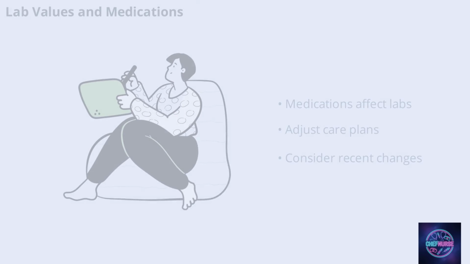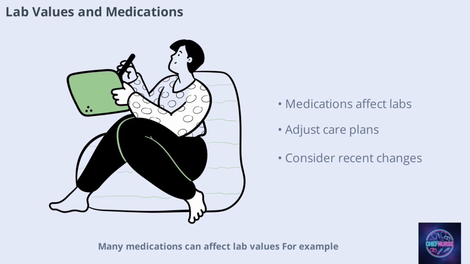Many medications can affect lab values. For example, diuretics can lower potassium, anticoagulants affect PT-INR, and steroids can raise glucose. On the NCLEX, you'll need to recognize medication effects on labs and adjust care plans as needed. Always consider recent medication changes when interpreting abnormal results.